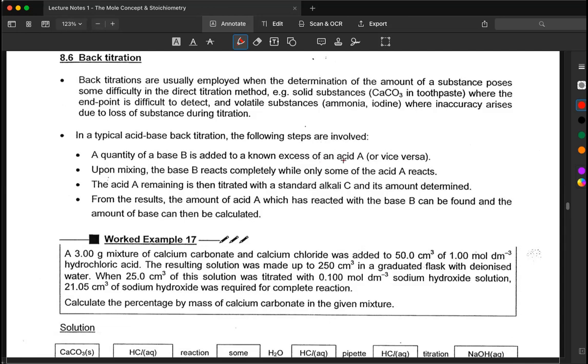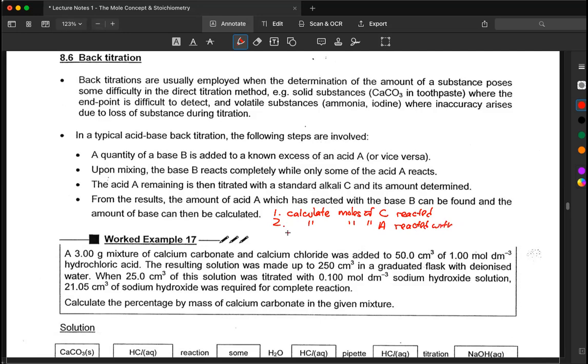So we can work out the mole and then minus off the mole from the reaction with C to get the mole of acid that reacts with B. So basically, the steps are: calculate the mole of C reacted with A. Then calculate the mole of A reacted with C.